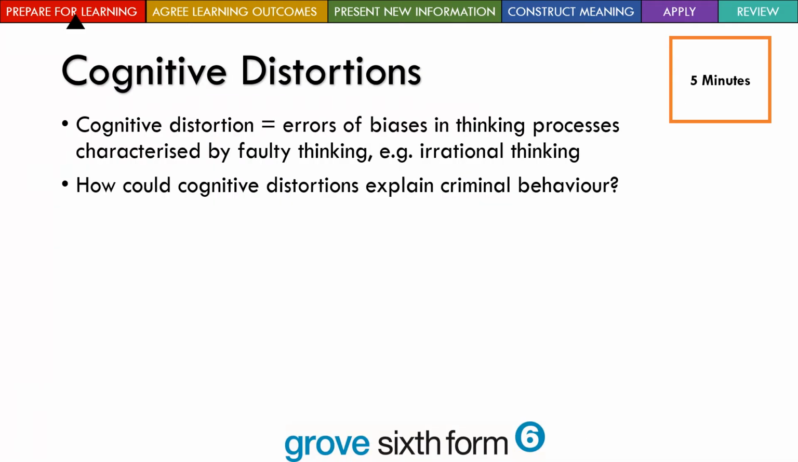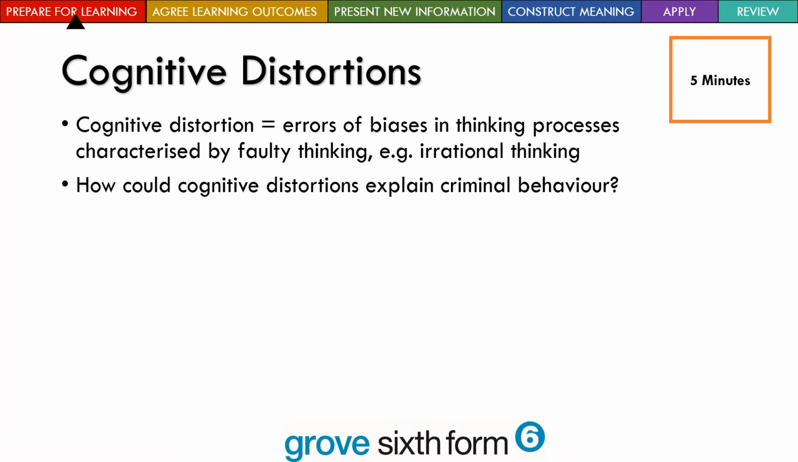Okay, so what do we mean by cognitive distortion? Well, anything that's distorted means that it's become unclear or different to its original form. Now, when we think about what a cognition is, we're talking about thinking processes here. And this is where we might start to get errors and issues with the thought processes of people, which we would often categorise in terms of faulty thinking, such as irrational thinking.